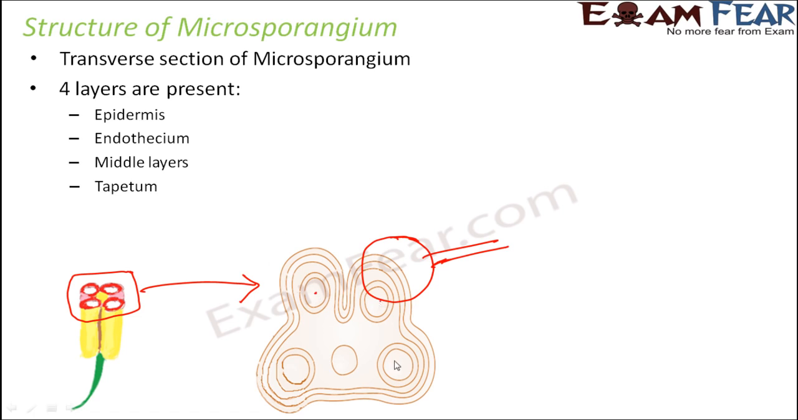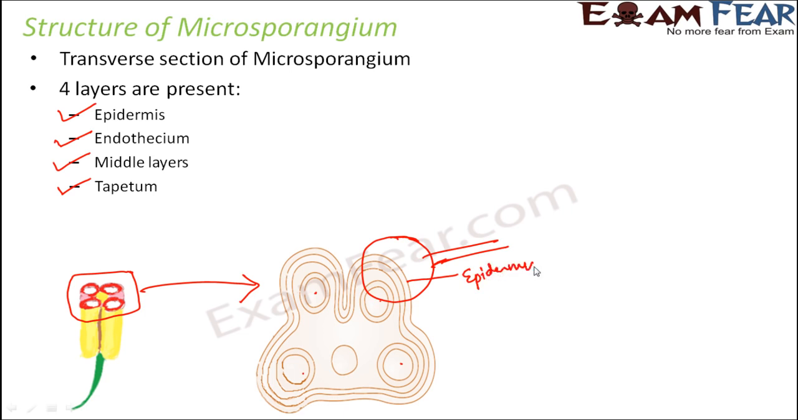So these structures are the microsporangia in the 4 corners, right? And what are the layers present? They are epidermis, endothecium, middle layers, and tapetum. These are the 4 layers, and they are in order actually. Epidermis is the outermost layer.